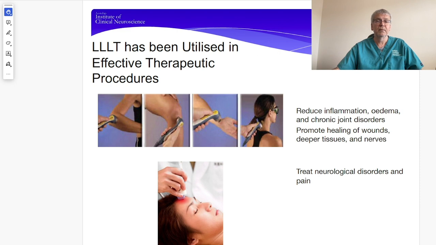Now, LLT, low level light therapy, has been used in a lot of different therapeutic applications. We can use it to reduce inflammation of joints, to reduce edema surrounding joints, for chronic joint pain, healing of wounds, and more recently, we can also use it to treat nerve issues and brain problems.